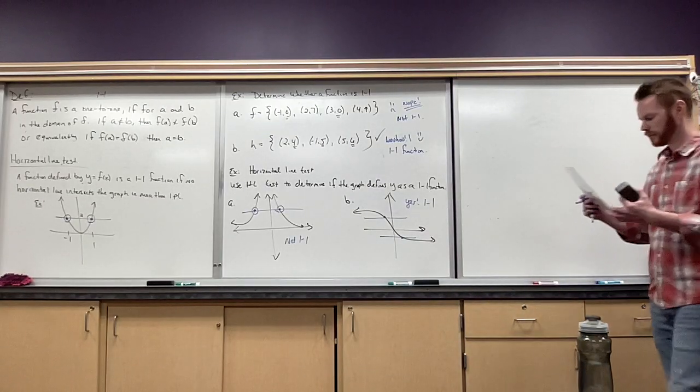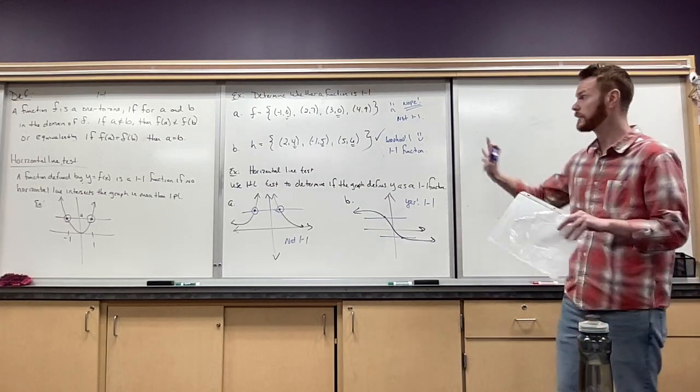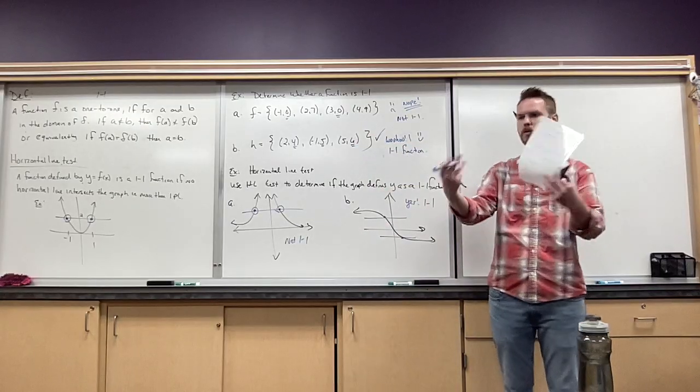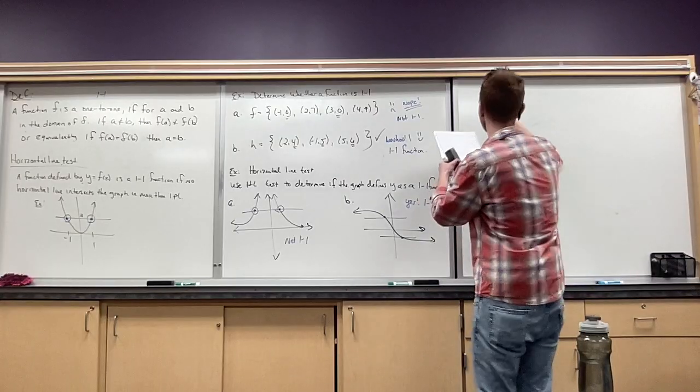Okay. Now, let's use some algebra to figure out if something's one-to-one. So this is easy. If I give you relations, that's no big deal. If I give you graphs, it's no big deal. What if I just give you the equations, right? How can you use the equations to figure out if it's one-to-one? Okay, so let's try that next.